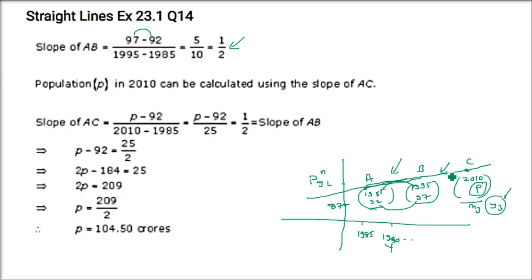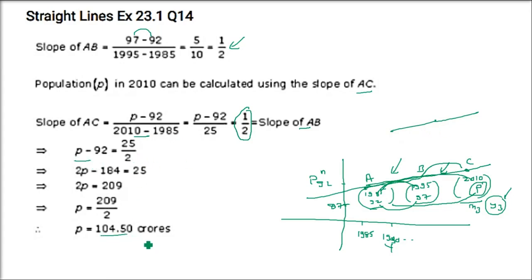Now since they are on the same line, the slope will be the same. You can take BC also, but let us take AC only. We are equating the AB slope with the AC slope. So (P minus 92) by (2010 minus 1985), and we are going to equate it to half. Why? Because the slopes of AB, BC, and AC are the same. The gradients are the same. They are collinear points and they are on the same line.